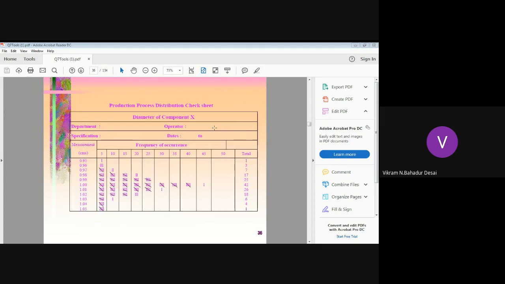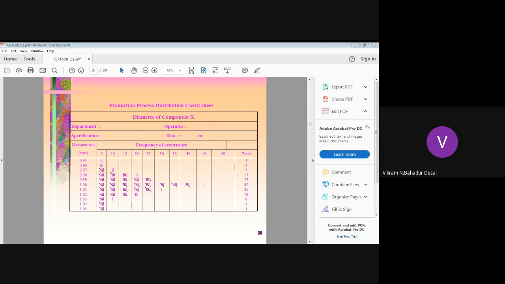You can have the production process distribution check sheet. So they are measuring the diameter of the component X. Which department, specification, measurements, in centimeters, 0.95 centimeter, 0.955 centimeter, how many times it has occurred, right, they have noted down. Right, this is the format.